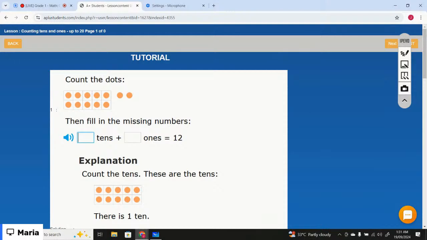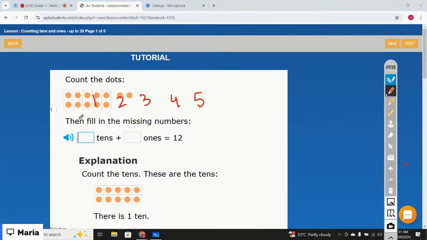Okay, so count the dots. You need to count the dots, right? This complete frame means you have 10 dots, right? And here you have 2 more. So that means you have 1 ten and 2 ones.